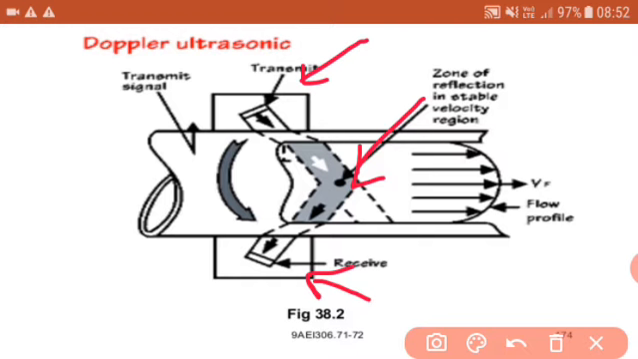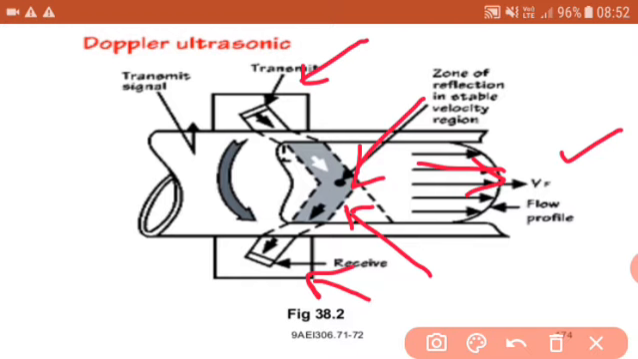and this is known as the transmitted beam. Here is the flow direction; these arrows indicate the flow direction. This is known as the flow profile, and Vf is the velocity of flow. So this is the complete setup of the Doppler frequency shift flow meter.